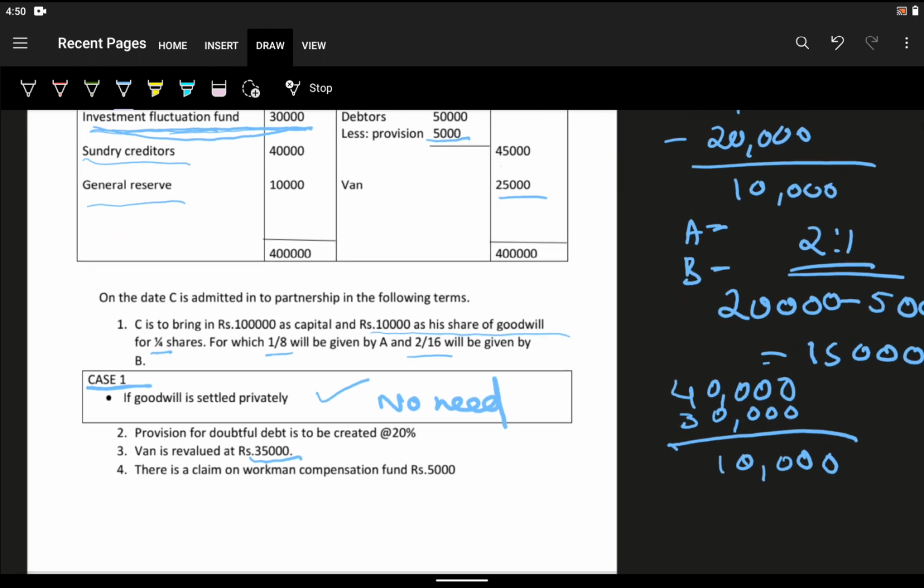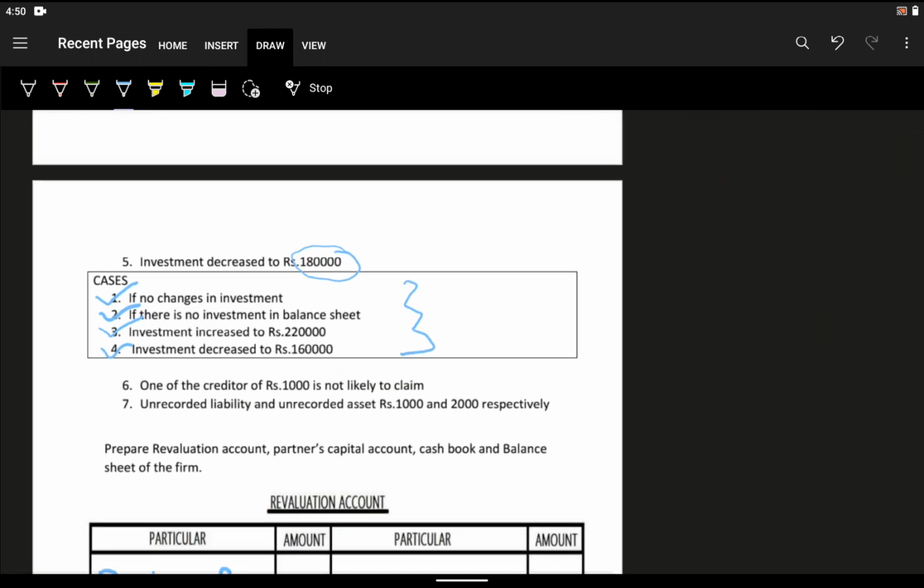This is the four cases in investment fluctuation fund. This is very important because it may ask for 1 mark question, or it may ask for 2 mark question or 3 mark question. Okay, so be vigilant with this four adjustment.